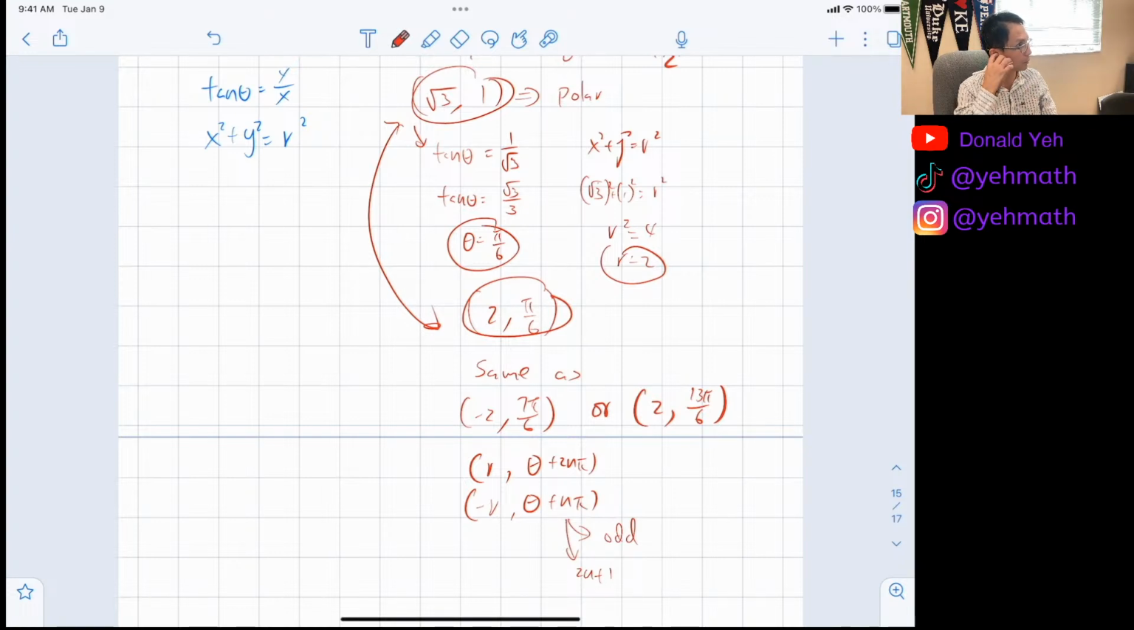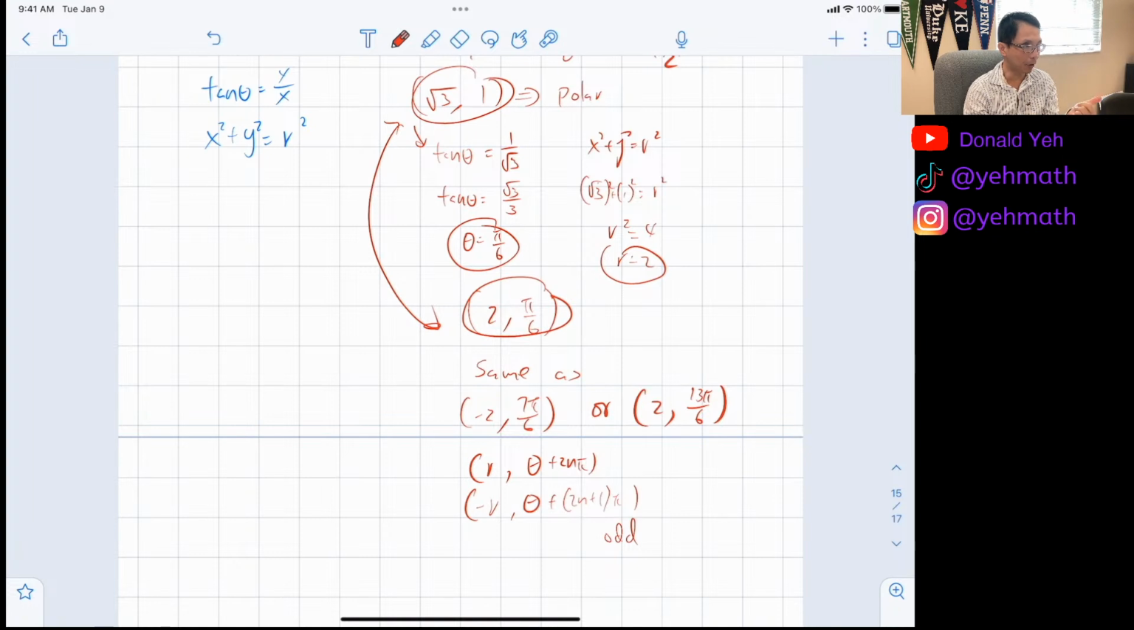So 2n plus 1 times pi is better. Let me change it to 2n plus 1 pi. So 2n plus 1 pi. Is that okay? Yeah, that makes sense. Okay, so is that okay so far?